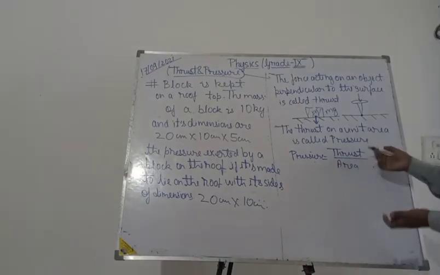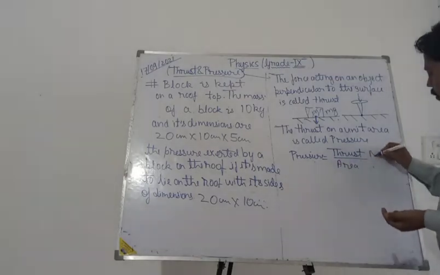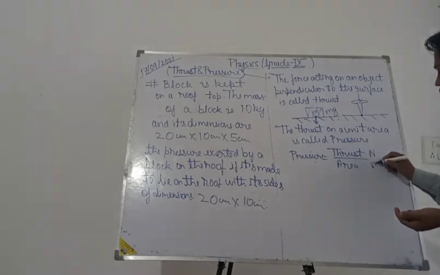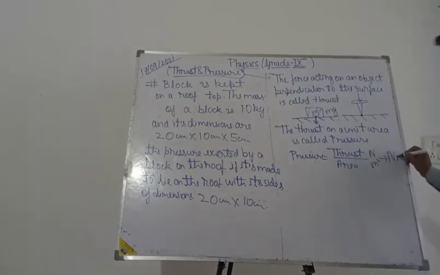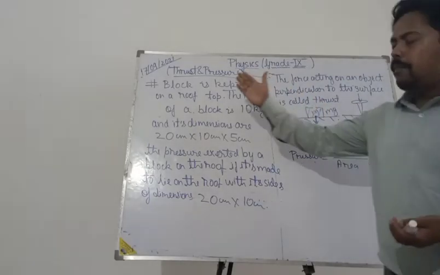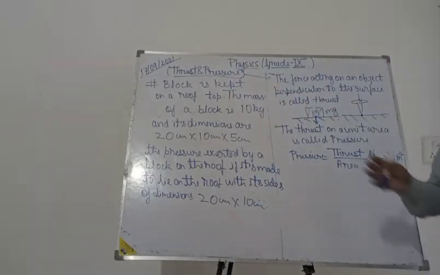And we know that thrust is nothing but force, and its unit is Newton. The unit of area is meter square in SI system. So it will come out to be Newton per meter square. So this was all about the concept of thrust and pressure. Now let us solve this numerical.